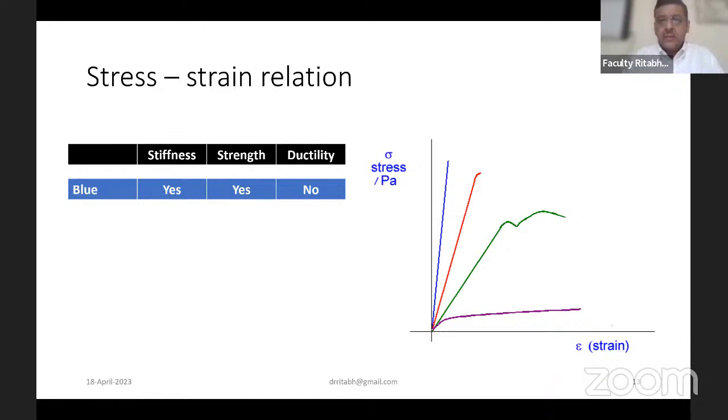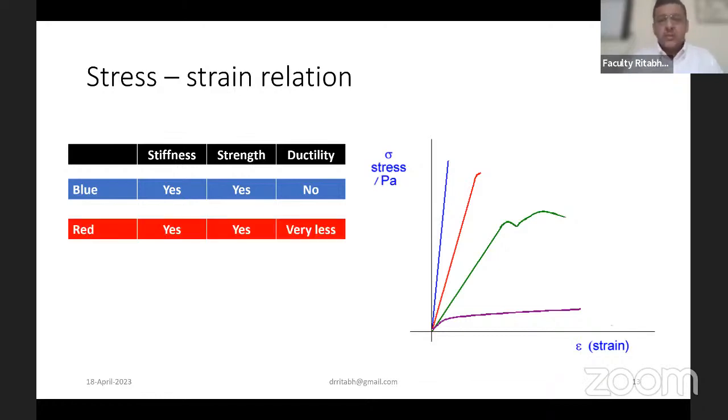The red line is also strong, also stiff, and deforms a little, but then breaks. So its ductility, or resistance to failure, or the plastic deformation zone is very less. This is titanium.